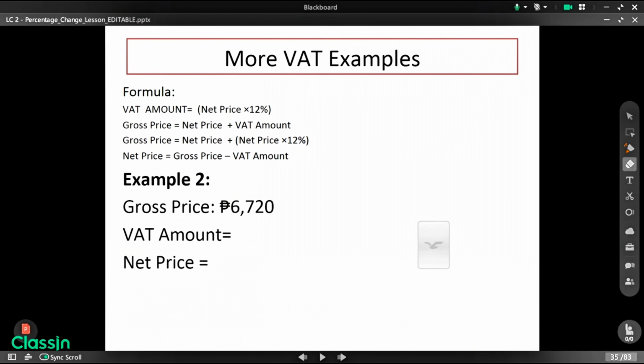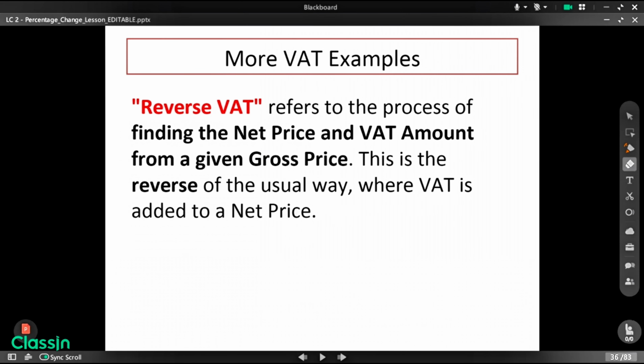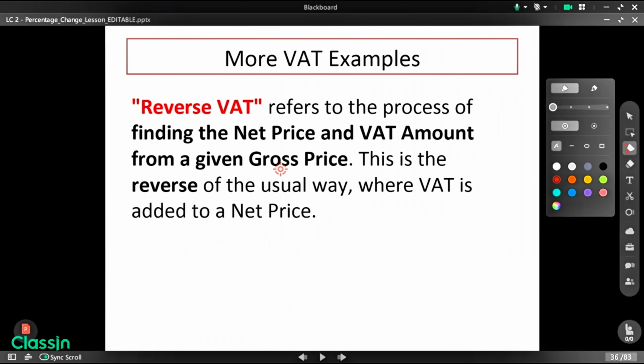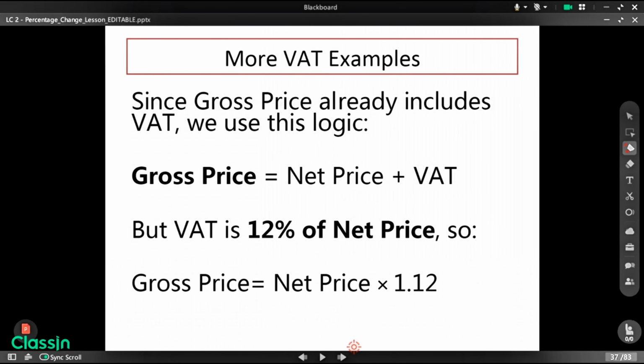Okay. All right, let's check your answers. So in this case, we need to use the formula in getting the reverse VAT, because here the given is the gross price and we need to find the VAT amount and net price. We can do that by using reverse VAT. So what is a reverse VAT? It refers to the process of finding the net price and VAT amount from a given gross price. This is the reverse of the usual way where VAT is added to a net price.